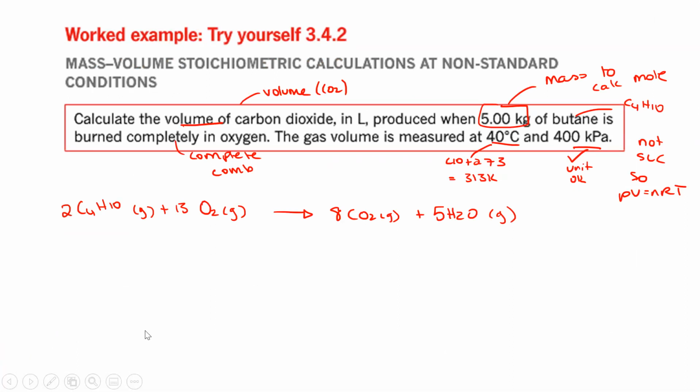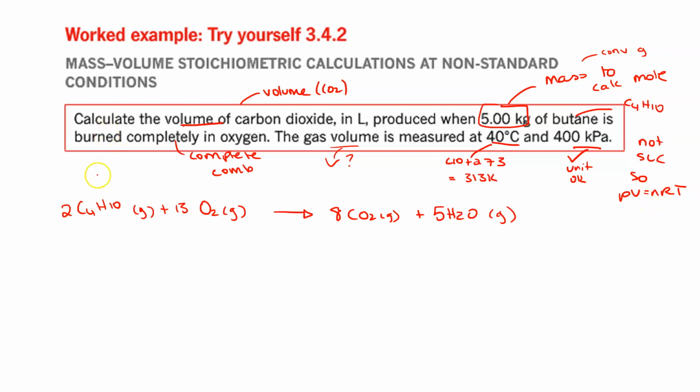Okay, so this is our question pulled apart. We can see that we're after the volume of CO2 again. We've been given a mass of butane, this time in kilograms, so we're going to have to calculate mole and convert to grams before we do. Butane will have the same formula as it did before, C4H10. We've been given the gas. We want to find the gas volume at 40 degrees C and 400 kPa. So this is not at standard conditions, so we're going to have to use PV equals nRT.